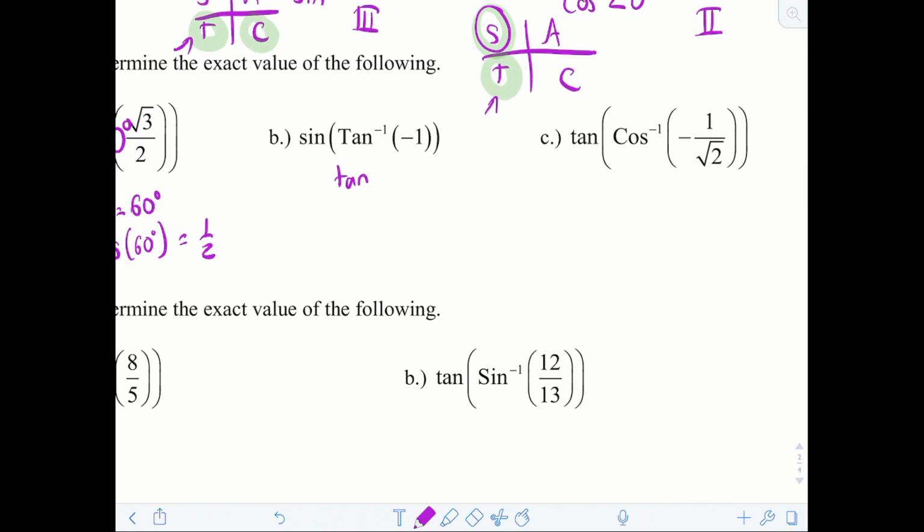Tangent, so I would say tangent of theta is equal to 1. And when is the slope going to be equal to 1? That would be 45 degrees. So sine of 45 degrees is going to give me root 2 over 2.